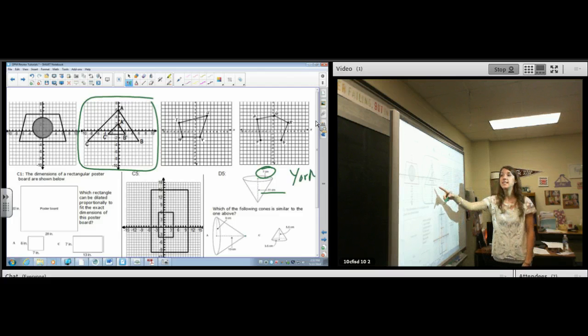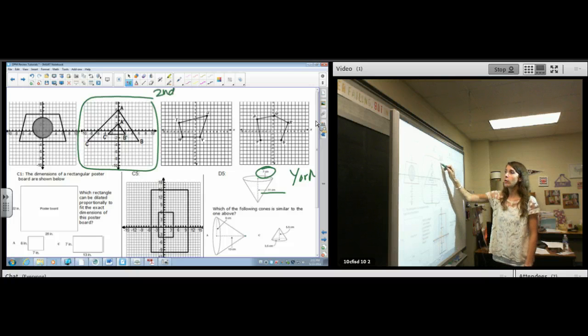But on this one, it's saying what is the scale factor? And you have to put second over first. Or in this case, you're putting the prime one over the original.